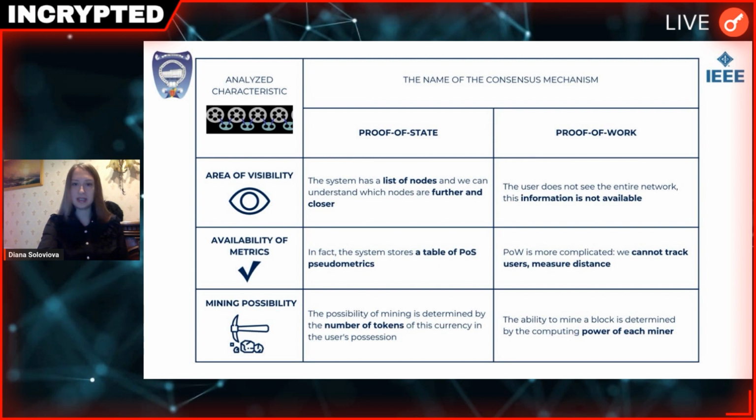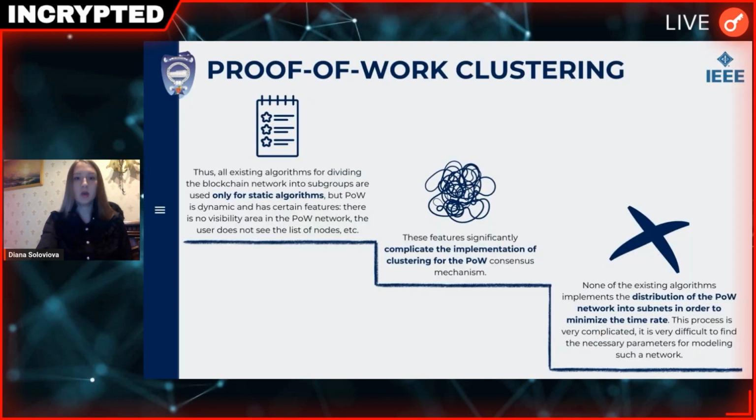Despite that, in a proof of work system, the user doesn't see the entire network, and this information is not available. Secondly, a proof of stake system stores a table of stakes. So the matrix, unlike in proof of work, is more complicated, and we cannot track users or measure distances. So these features significantly complicate the implementation of clustering for the proof of work consensus mechanism, and none of the existing algorithms implements the distribution of a proof of work network into subnets in order to minimize the time rate.